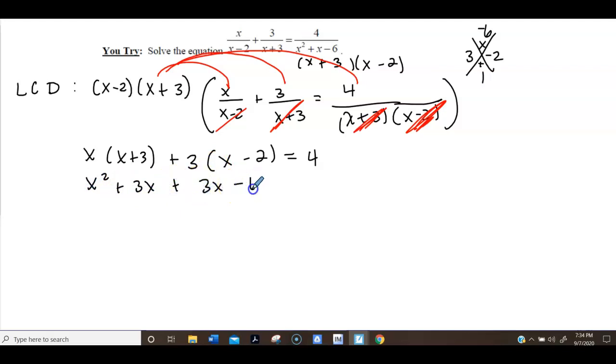So now what you're going to do is distribute, giving you x squared plus 3x plus 3x subtract 6 equals 4. Distribute, distribute. All right, combine like terms. X squared plus 6x subtract the 4 over.